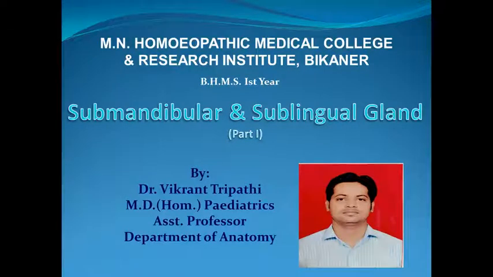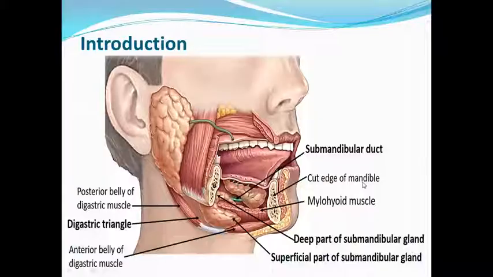Good morning, students. Today's topic is submandibular and sublingual salivary glands, the other two salivary glands that we have to discuss. We have already discussed the largest one, the parotid gland, and now the two salivary glands that occupy the submandibular region, the submandibular as well as the sublingual salivary glands, will be discussed in two video lectures. So let's begin with part 1 of the anatomy of the submandibular and sublingual gland.